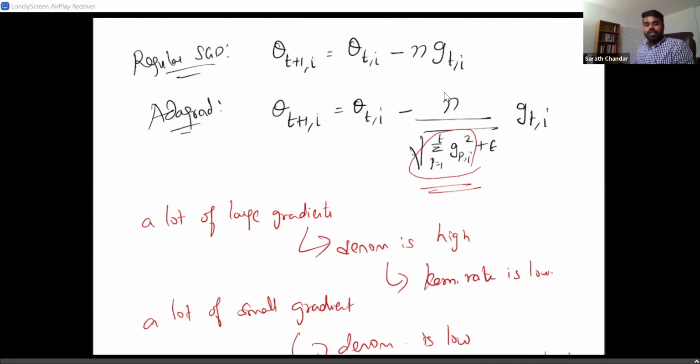Also this is a positive term, right? We have G square. So this is always adding some positive value to the denominator, so the learning rate is constantly decreasing. Now, the question is, how do I solve this issue? Any simple changes that we could make to Adagrad to solve this issue?